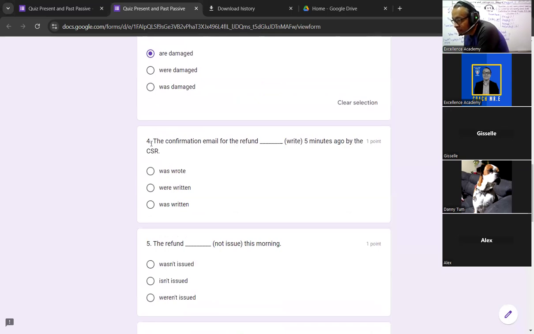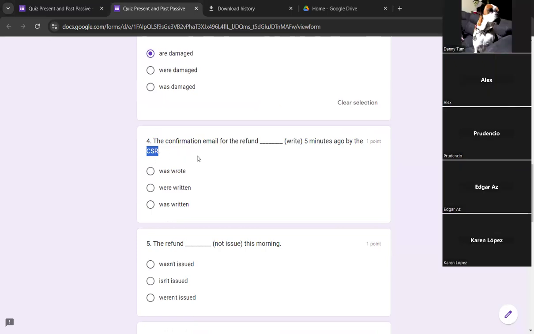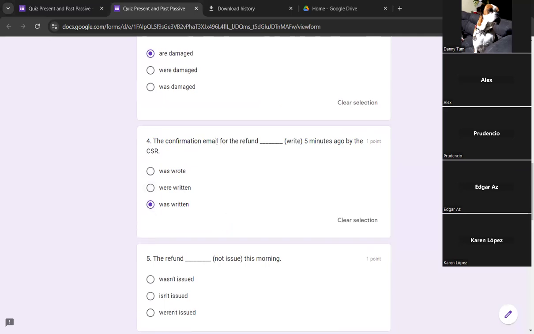Number four, the confirmation email for the refund, right, 5 minutes ago by the CSR. What would be the correct answer here, guys? Was written. Participle, don't forget the participle. Written. Was written. That's right. Written, past participle. Wrote is simple past.